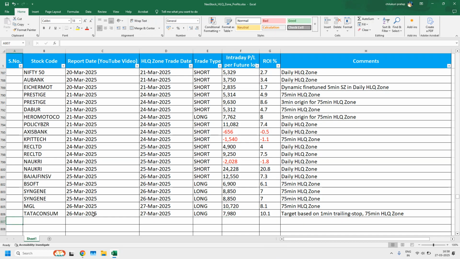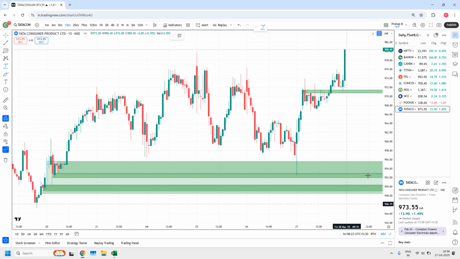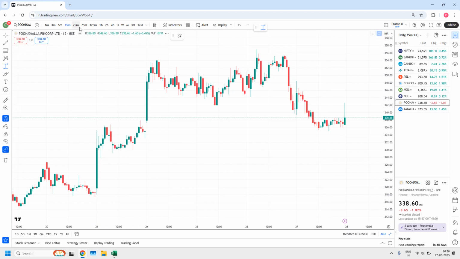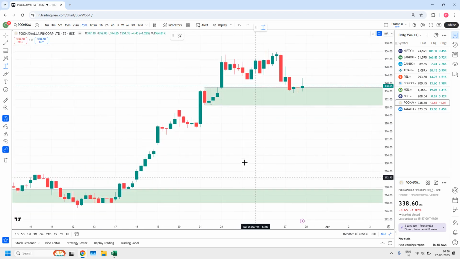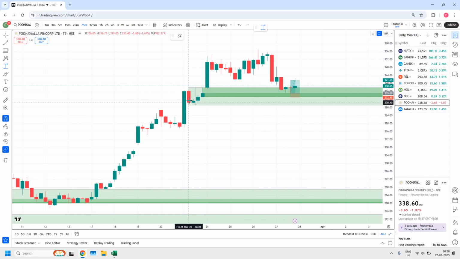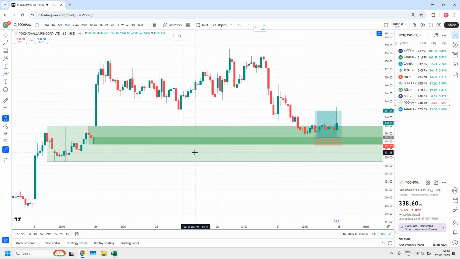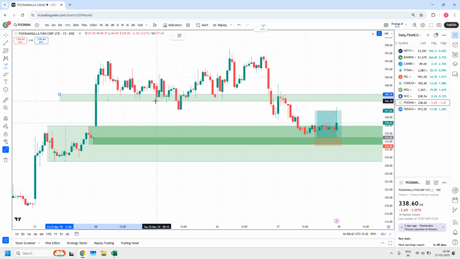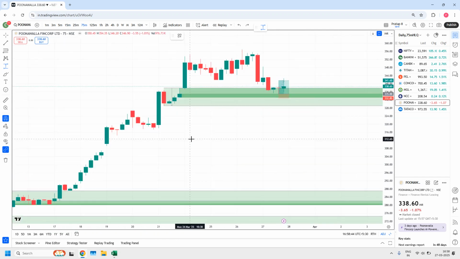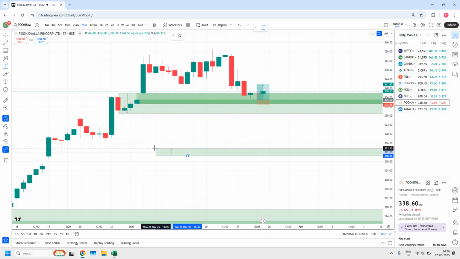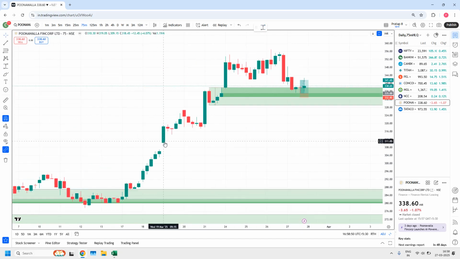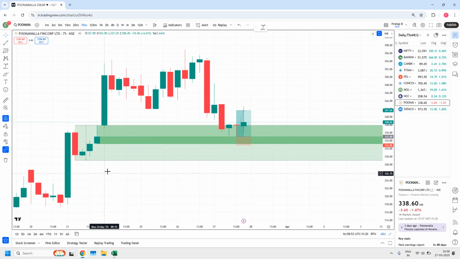Okay, these are the 2 successful ones. The third one also you got, but I didn't consider it. Why I didn't consider it, let me explain. That is Ponavala. This is also a 75 minute high liquidity zone. Our software identified this zone as a drop, 3 base candles and a rally candle. This is the 75 minute zone. This 75 minute zone is fine tuned with 15 minutes.